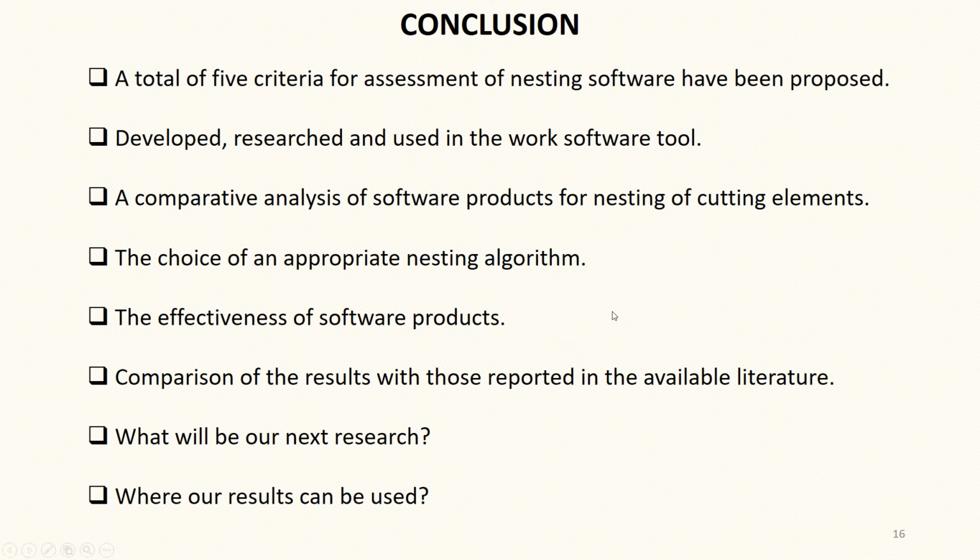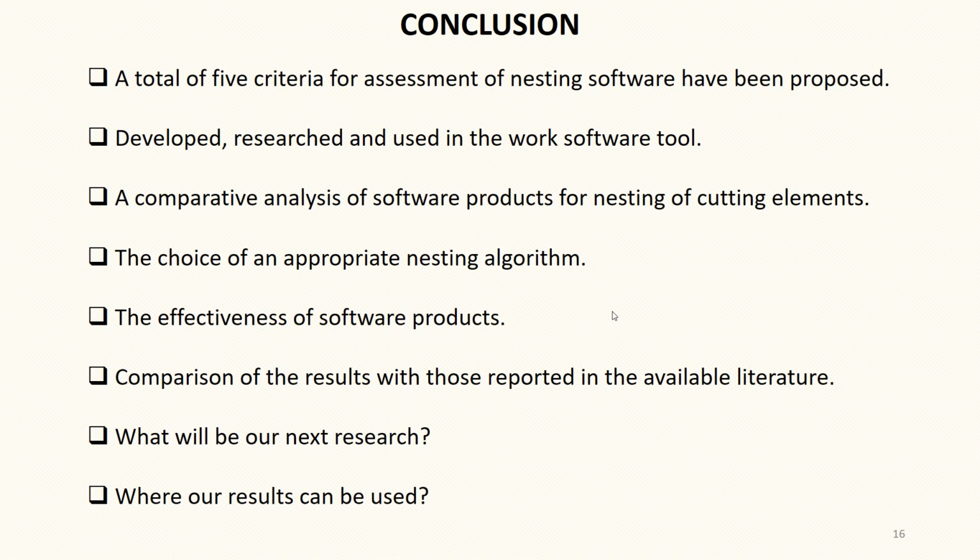The main reasons for inefficient operation of nesting algorithms for cutting of textile fabrics are analyzed. It was found that the effectiveness of software products mainly depends on the complexity of the ordered elements and the optimization algorithm used. The results reported in the available literature have been supplemented. Procedures suitable for evaluating software products and algorithms for arranging textile elements are proposed.